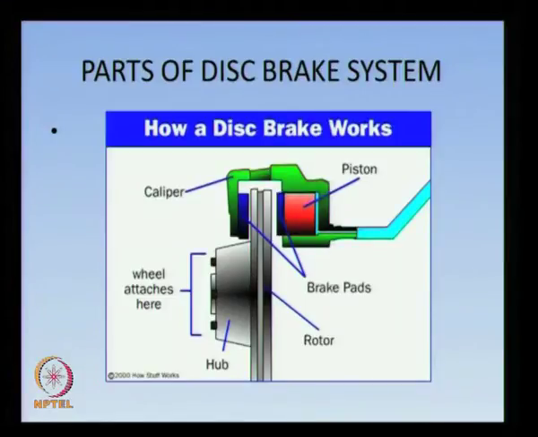Today I am going to discuss disc brake technology. These are the parts of a disc brake. The two green shafts are known as calipers and the red piston is between the calipers, and the two blue colored brake pads are on either side of the disc. The wheels are attached to the disc through the hub, and the disc is provided with a rotor with it.